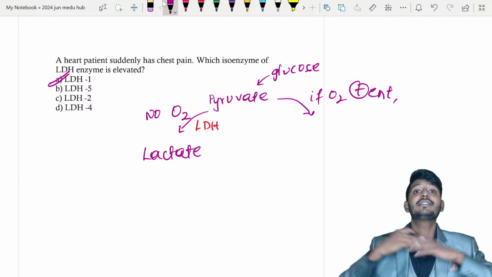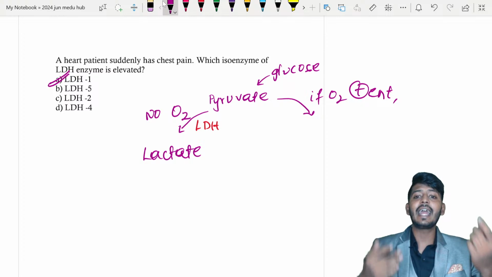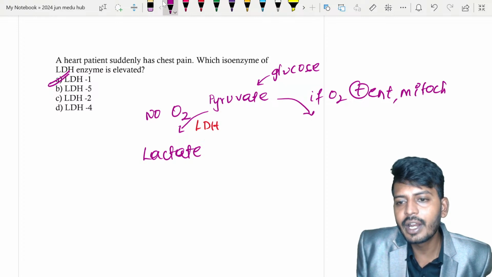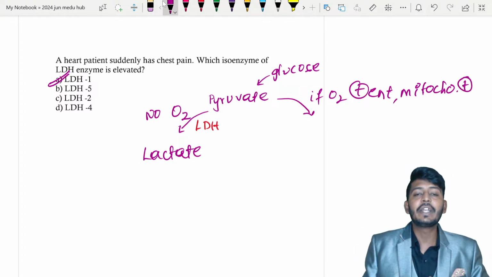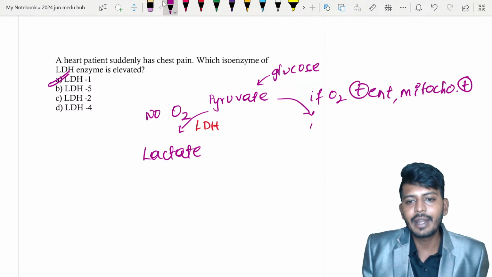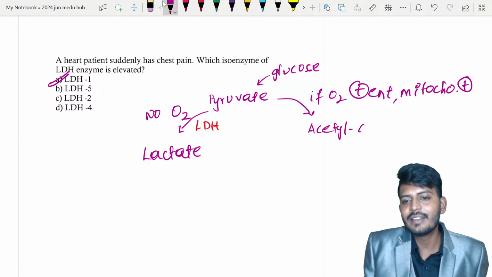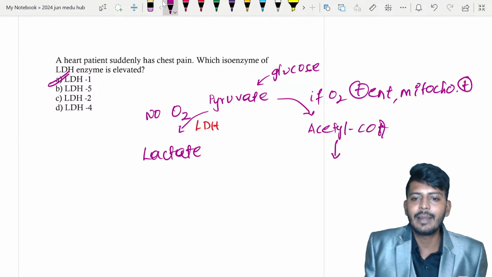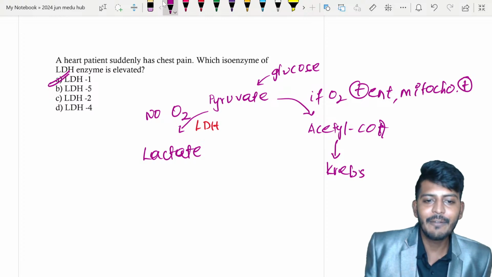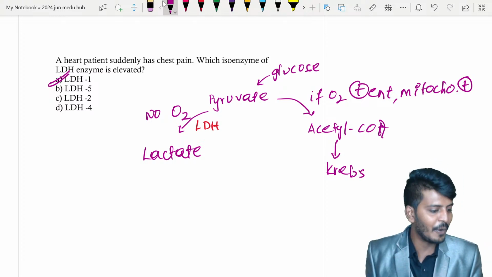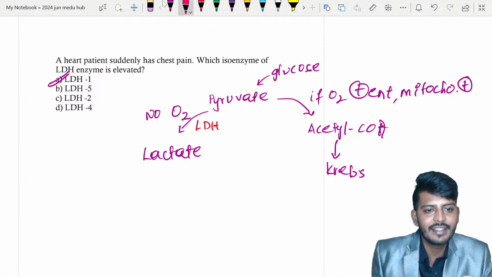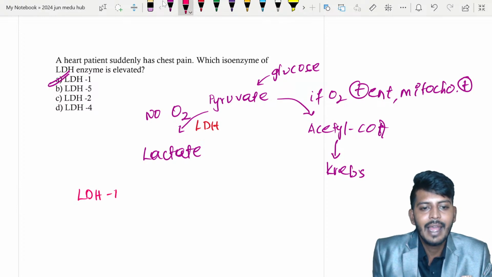Now the same pyruvate, if O2 is present and also दूसरा भी चाहिए. Aerobic glycolysis के लिए सिर्फ oxygen sufficient नहीं होता है. For aerobic glycolysis you require oxygen and mitochondrion, both of them should be present, only then aerobic glycolysis will take place. So this time pyruvate will get converted into acetyl CoA. Now acetyl coenzyme A will go into Krebs cycle. So here glucose to pyruvate is glycolysis, and pyruvate to lactate is anaerobic glycolysis.